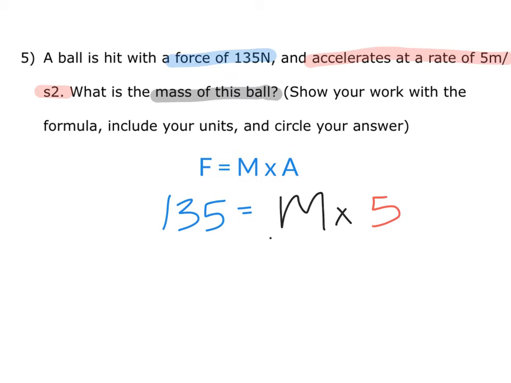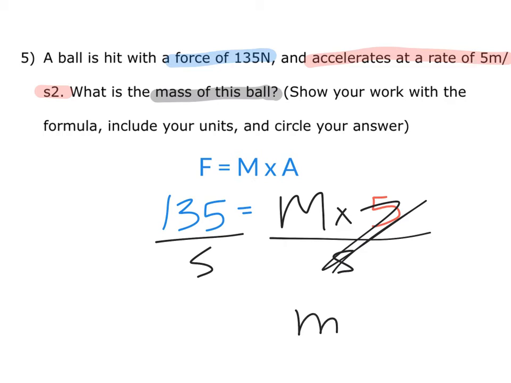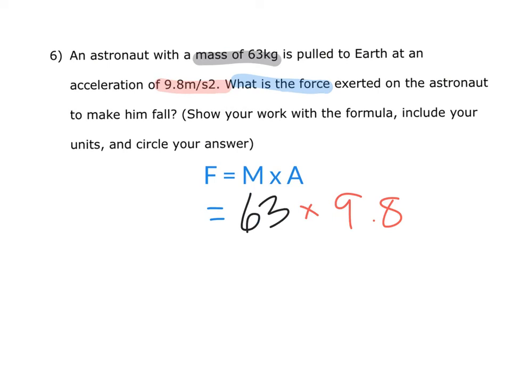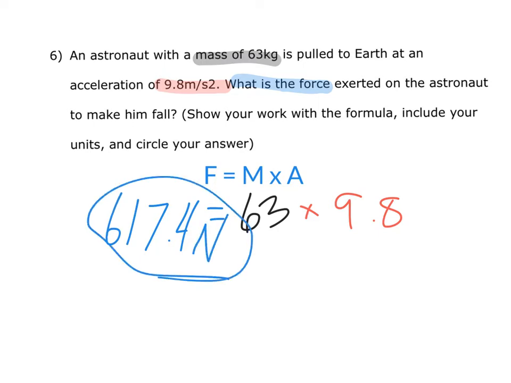So in order to get m by itself, you divide both sides by 5. M equals 27. And it's under mass, so the unit for mass is kilograms. So it should be 27 kilograms, which is 617.4, and it's in newtons, so it needs to be N, okay? So 617.4 newtons.